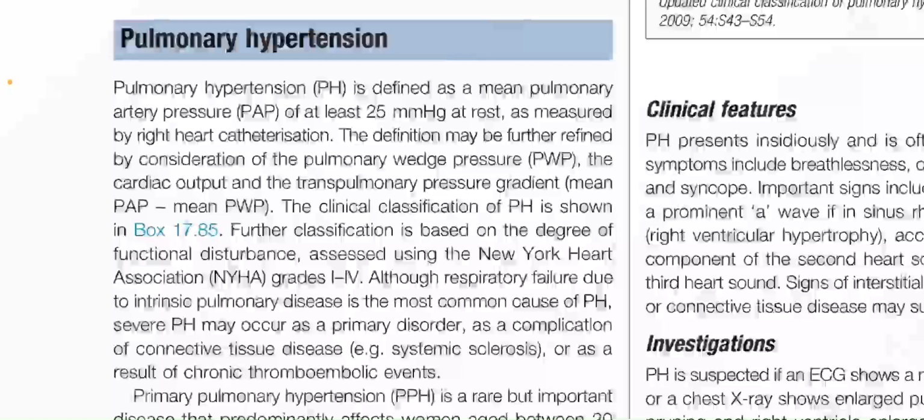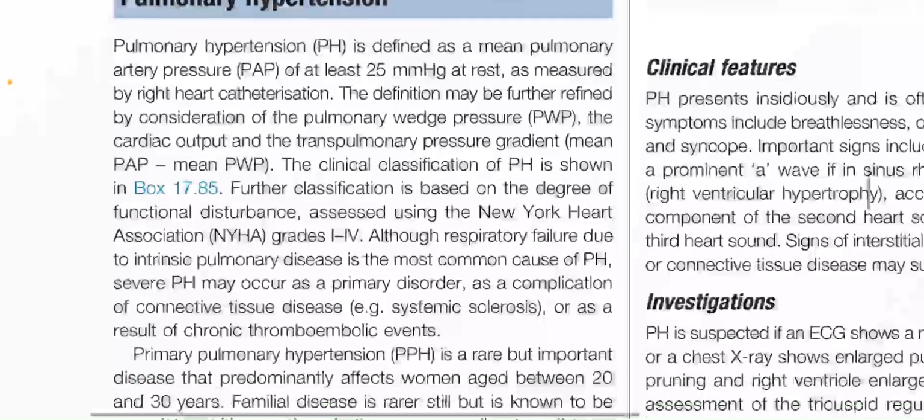Further classification is based on the degree of functional disturbance assessed using the New York Heart Association NYHA grades 1 to 4. Although respiratory failure due to intrinsic pulmonary disease is the most common cause of pulmonary hypertension, severe pulmonary hypertension may occur as a primary disorder, as a complication of connective tissue disease, for example systemic sclerosis, or as a result of chronic thromboembolic events.